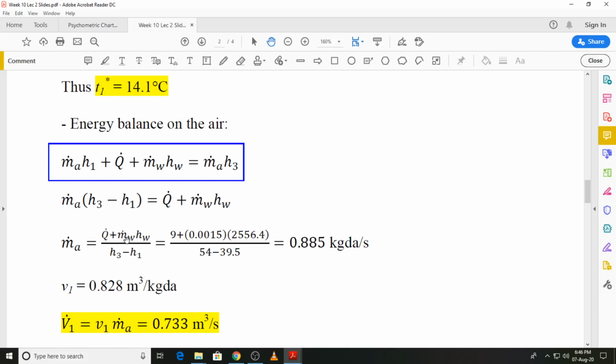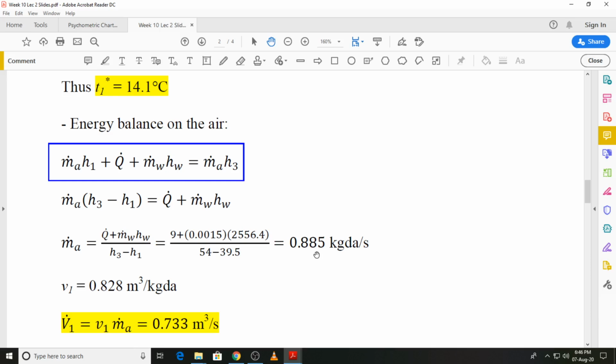Similarly, m dot W is also given to us. HW we obtained from the table, that is table A1, and what we need are values of H3 and H1. Because we have located states 3 and 1, these values of the specific enthalpy can be found from the psychrometric chart, which I have shown over here to be 54 and 39.5, giving us the mass flow rate as 0.885 kilogram dry air per second.